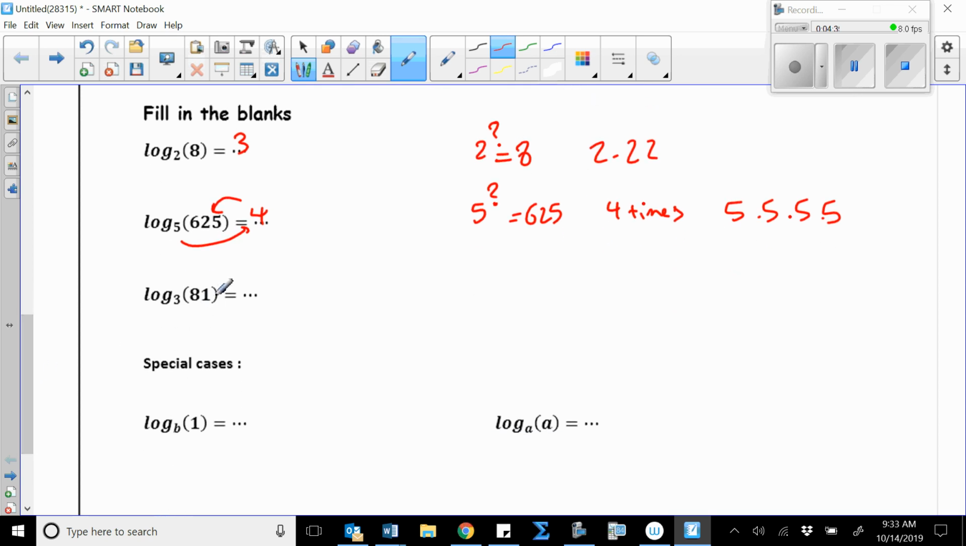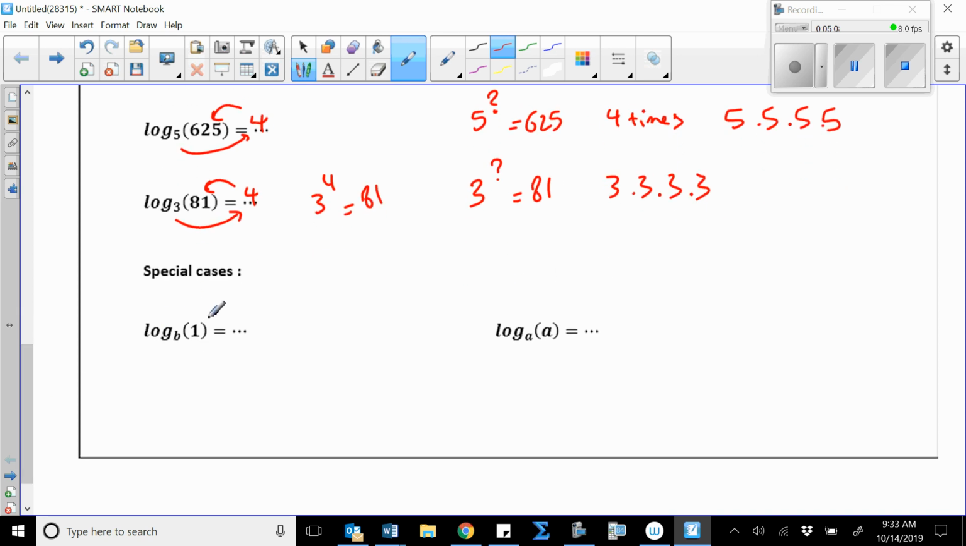Log of 81 base 3. How many times should I multiply 3 by itself to get 81? 4 times. So I should multiply 3 4 times by itself to get 81. 4 goes here. So 3 to the power of 4 is equal to 81. There are some special cases here.